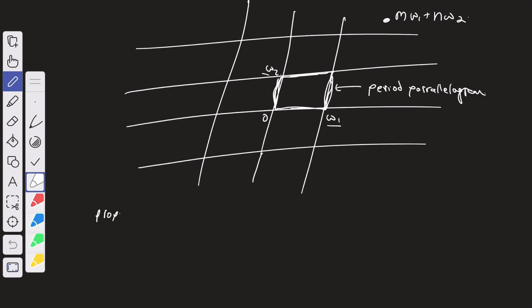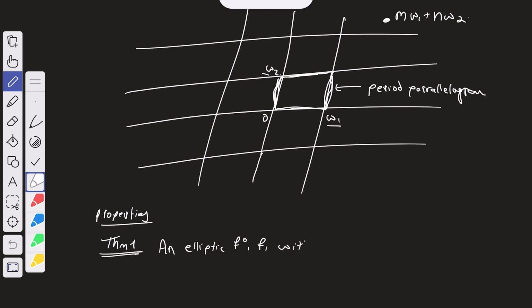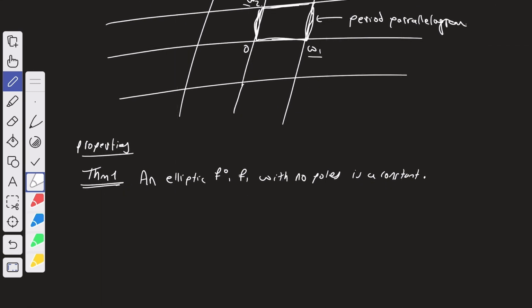So here are some properties. Here's the first theorem. An elliptic function f with no poles is a constant. And let us prove this. It's just a one-line proof.